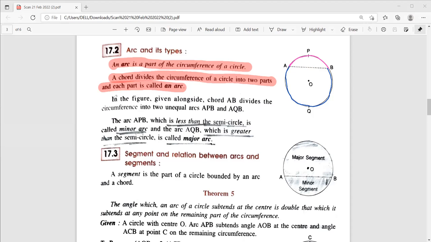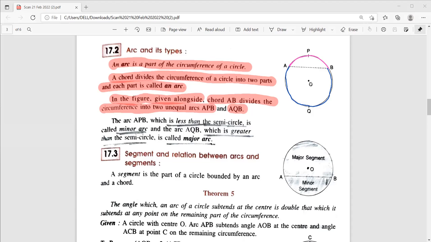Now let's go ahead. See, in the given figure, chord AB divides the circumference into two unequal arcs, APB and AQB. The arc APB is less than a semicircle. You understand semicircle? Definitely yes. Semicircle will be the half circle.